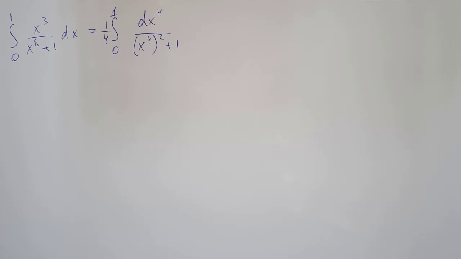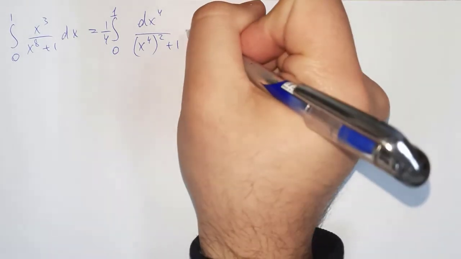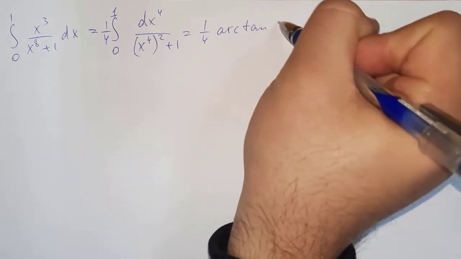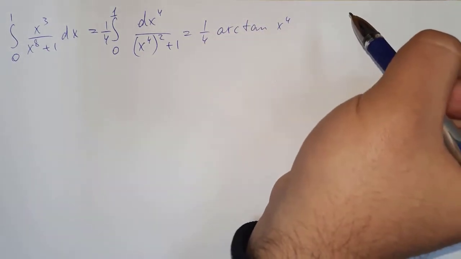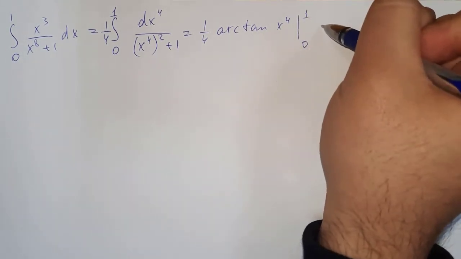In this case, we compute this integral as arctangent. Yeah, the primitive of this function will be arctangent. So it equals 1 over 4 arctangent of x to the fourth degree. Yes, of course. And bounds are 0 and 1.